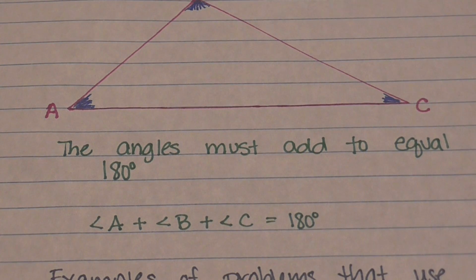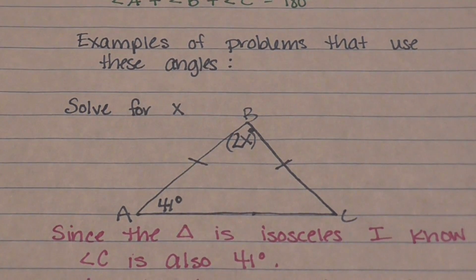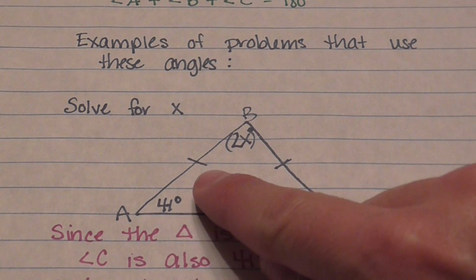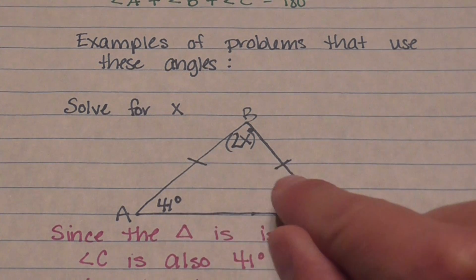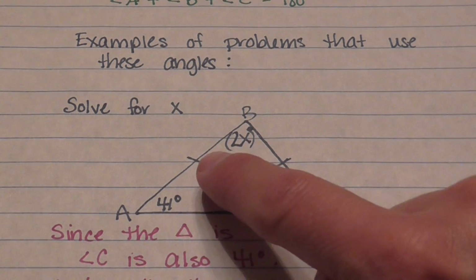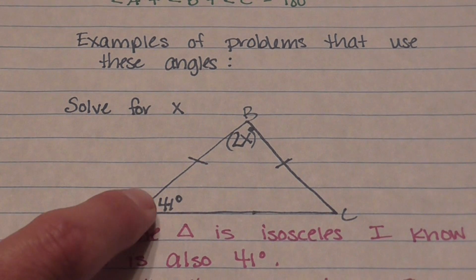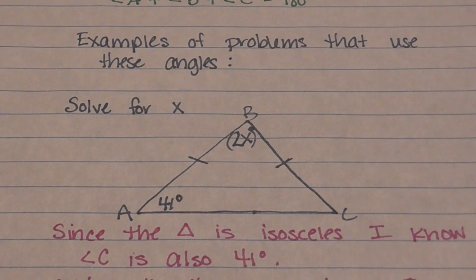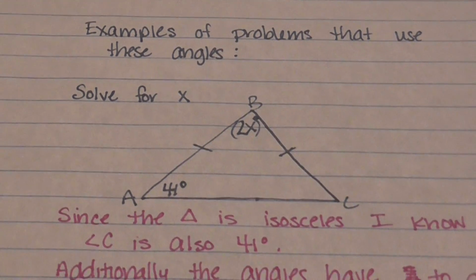So some examples of problems that would use these two theorems, and they can be tied together, would be something like this. Solve for x, where it gives you this angle is 2x. These marks right here are called congruence marks. When you draw them, you're telling the person looking at the picture this side is equal to that side in length. And it gives you this one angle down here of 41 degrees, and it wants you to solve for x. Well, you don't have all the angles, so that could be a problem. Let's see what we can do.